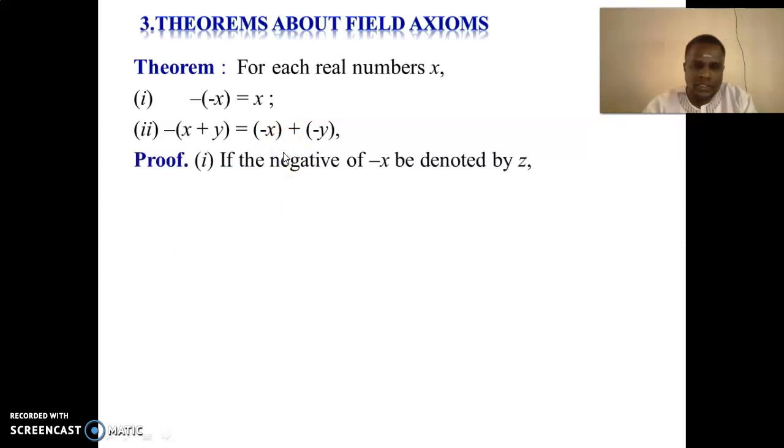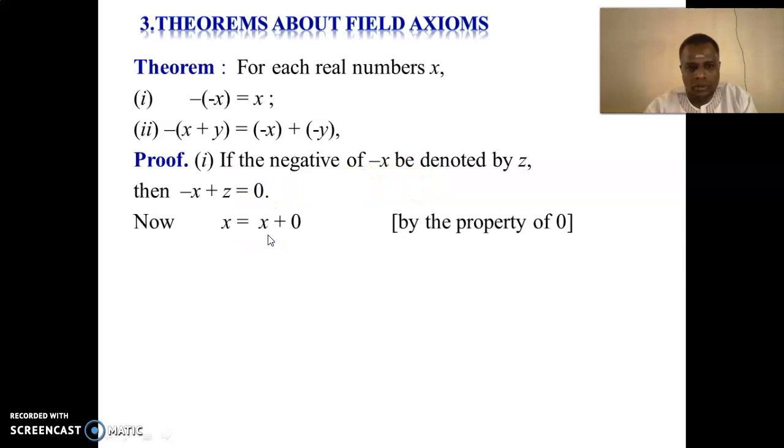Proof for the first subdivision. If the negative of minus x is denoted by z, then z is the negative of minus x. So when we add these two, minus x and z become 0. We write the result x equals x plus 0 from the property of 0. So it becomes x plus, we write minus x plus z for 0. Since minus x plus z equals 0, we apply the result for 0.